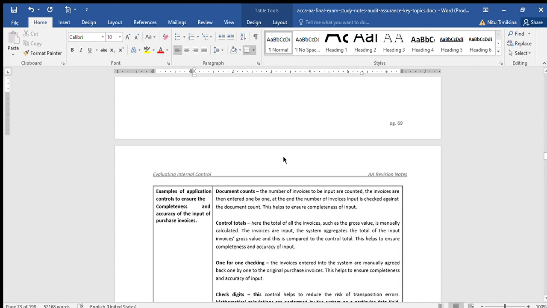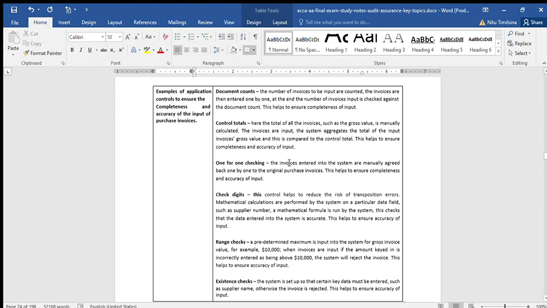So an example of application controls to ensure the completeness and accuracy of input of the purchase invoices is document count. The number of invoices to be input are counted. The invoices are then entered one by one. At the end the number of invoices input is checked against the document count. This helps to ensure completeness of input.